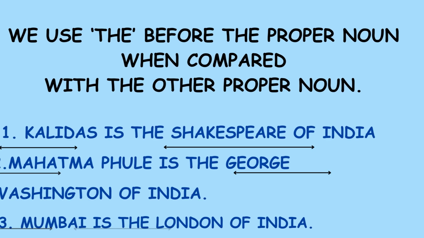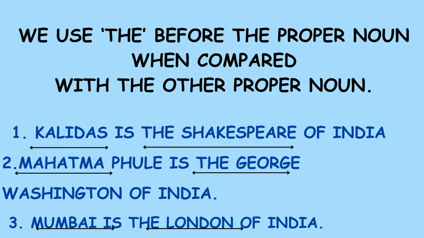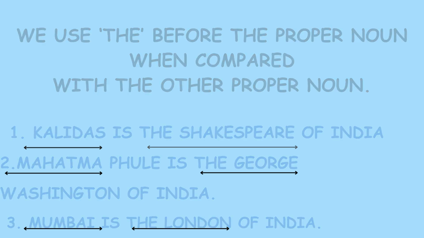And the next rule is we use the before a proper noun when compared with another proper noun. For example, Kalidas is the Shakespeare of India. Mahatma Phule is the George Washington of India. Mumbai is the London of India. So here we compare a proper noun with another proper noun, and so we have used the in these sentences. We call Kalidas the Shakespeare of India. So here is a comparison between the two.